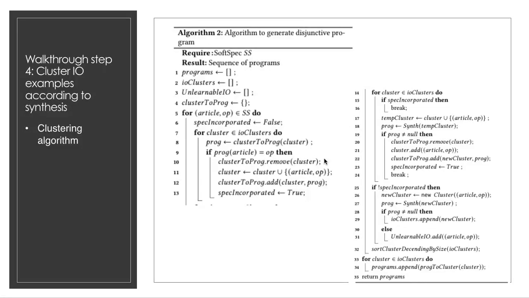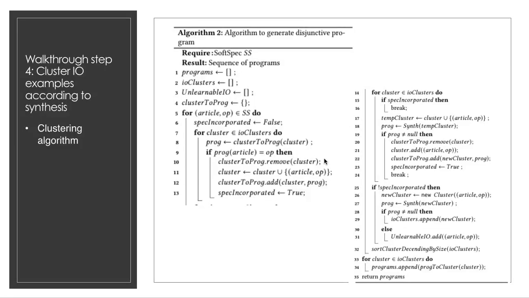We loop across all these I/O examples, and for each one of them, we try to see if it matches any of the previously learned programs in those clusters. If it does, we just put that I/O example into that cluster. If it doesn't, we add that I/O example into the cluster for all these clusters itself, and then try to learn a new program on that.